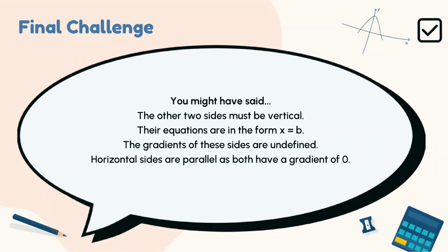You might have said that the other two sides must be vertical. Their equations will be in the form x equals b. The exact values of b depend on where the left and right sides of the rectangle are placed. These vertical sides have undefined gradients. The horizontal sides, y equals 5 and y equals 2, are parallel because they both have a gradient of 0. This shows how horizontal and vertical line equations can describe the sides of shapes on a coordinate grid.